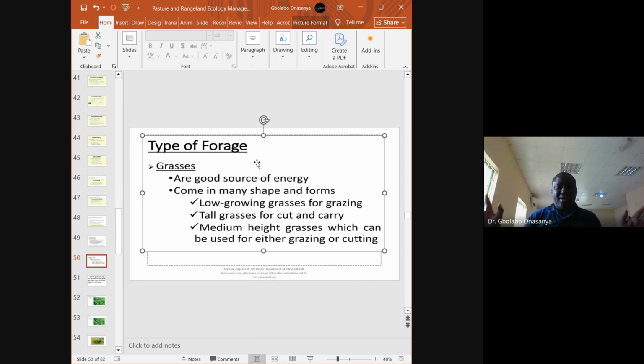Now, grasses are a source of energy. Grasses provide energy for the animal. They come in different forms and different shapes. We have low-growing grasses. We have tall grasses that we can cut and carry, like gamba grass, guinea grass, and elephant grass. We have creeping grasses. We have medium-height grasses, which we can either graze on or cut.